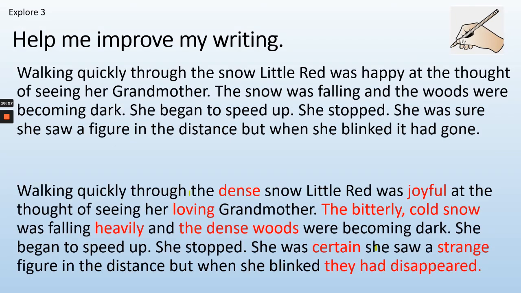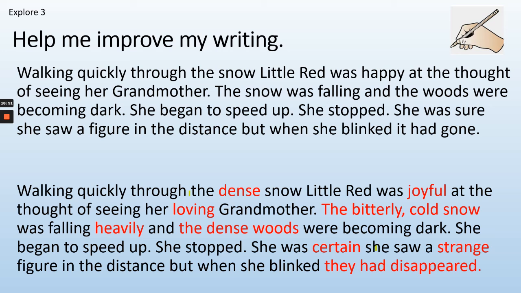So we have here, walking quickly through the dense snow, Little Red was joyful at the thought of seeing her grandmother. The bitterly cold snow was falling heavily and the dense woods were becoming dark. She began to speed up. She stopped. She was certain she saw a strange figure in the distance, but when she blinked, they had disappeared.